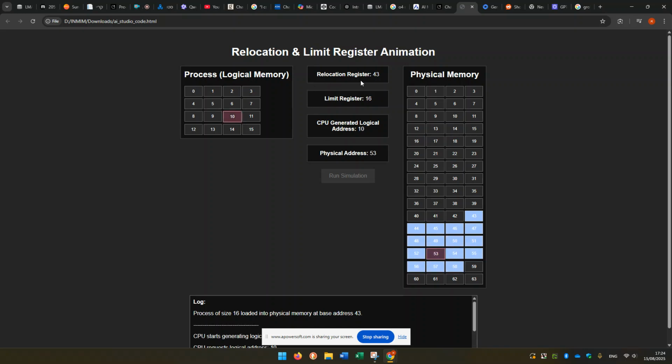Again, 10 plus 43: the relocation register is 43, so we add and we get from the logical memory to the physical memory, and the limit tells us where not to go. And 0 is 43, and you see how it relocates the logical memory to physical memory using the relocation register in this method. This is not the only method.